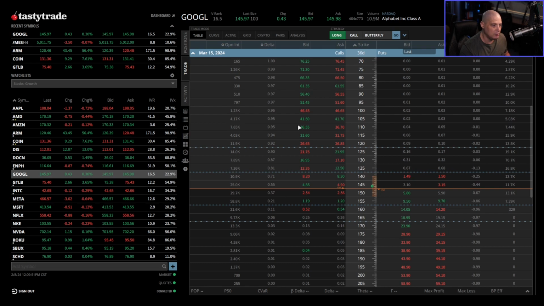So that is how delta looks on the options chain. Again, it's all positive from 0 to +1 for calls, and for puts, it's 0 to -1.